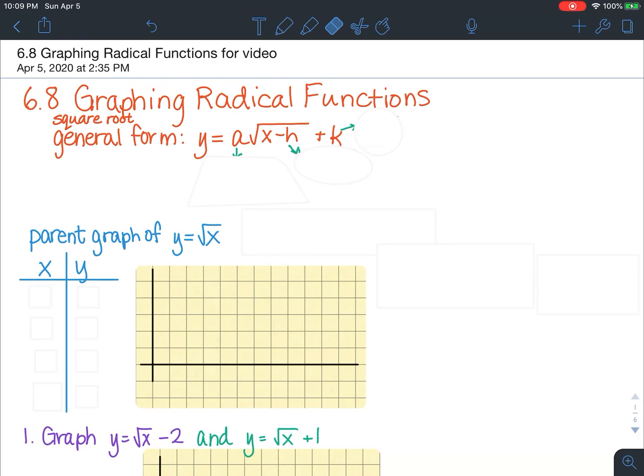Let's think about what k does. K and h and a, they perform the same functions no matter what the parent is, or they have the same jobs no matter what the function is. So k, of course, is the vertical shift. H is a horizontal shift. And a is a vertical stretch or compression. And so the numbers that get put in place of those letters do the same job no matter what the function is, just like we learned earlier in the year.